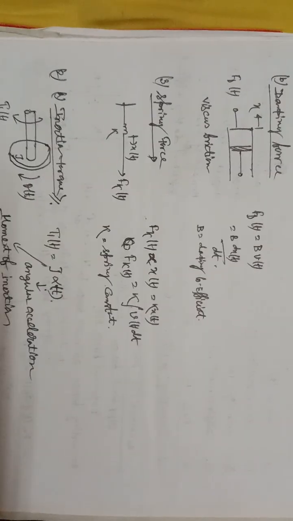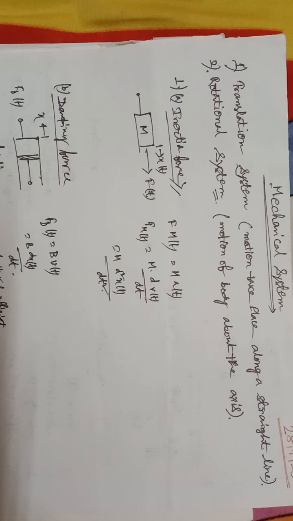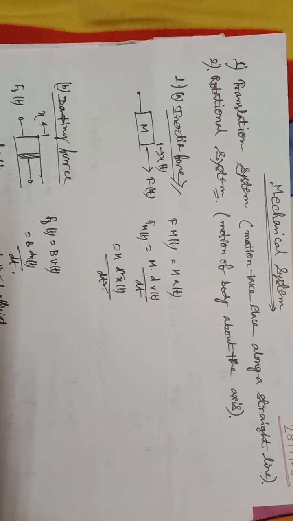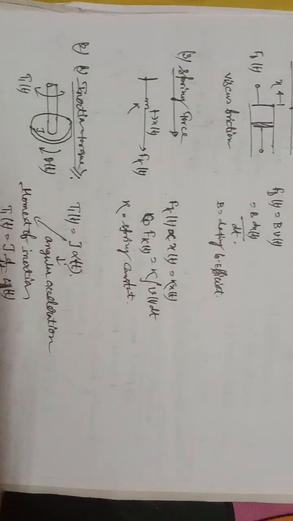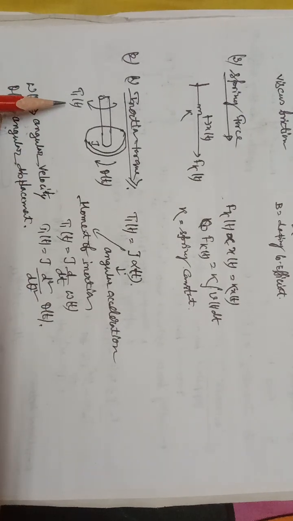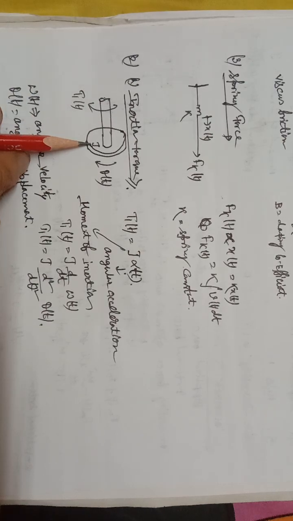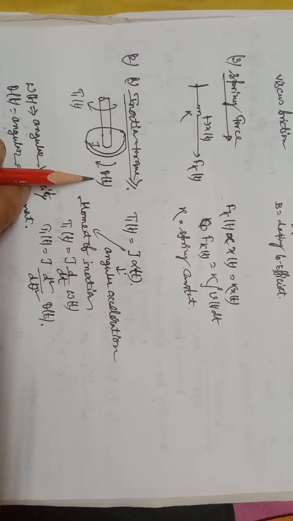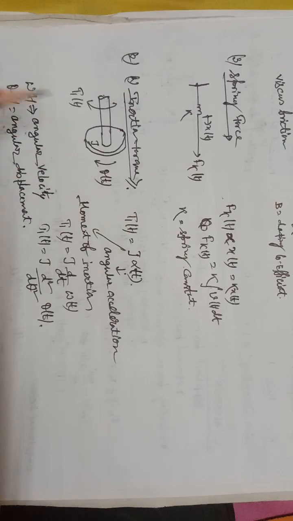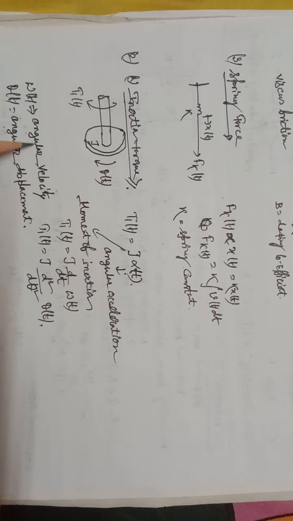Now we have to consider the rotational system. This one is the rotational system, that means the motion of the body about the axis. Similarly, the same cases we have to consider for the rotational body here. T is the applied torque, J is the moment of inertia, theta is the angular rotation or angular displacement, and omega(t) is the angular velocity.